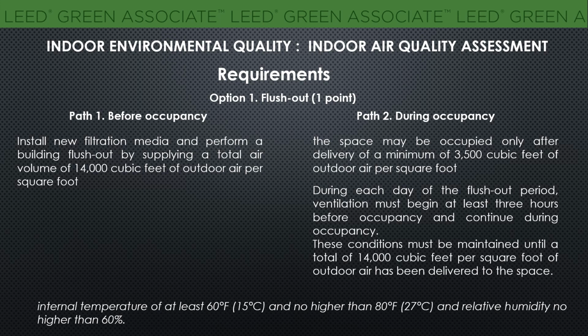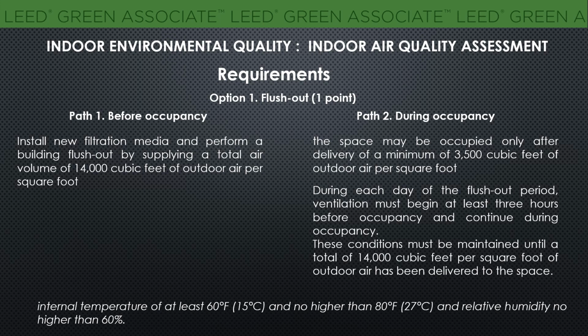So I have simplified this option 1 for you. There are two parts. Part 1 is before occupancy, and part 2 is during occupancy. If we follow part 1, install new filtration media and perform a building flush-out by supplying a total air volume of 14,000 cubic feet of outdoor air per square foot.